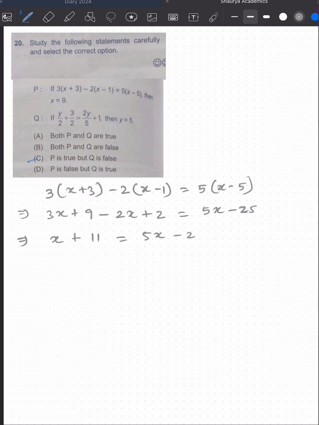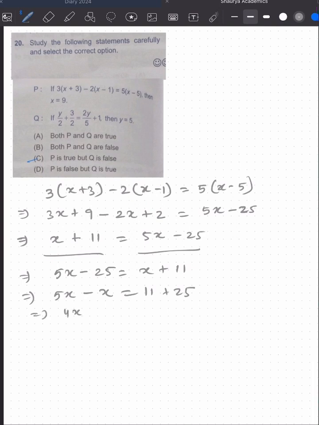5x minus 25. So since this is an equation, I can rewrite this as 5x minus 25 is equal to x plus 11. Same thing. So 5x minus x is equal to 11 plus 25, which implies 4x is equal to 36. x is equal to 36 by 4, which is 9. Okay, so P is correct.